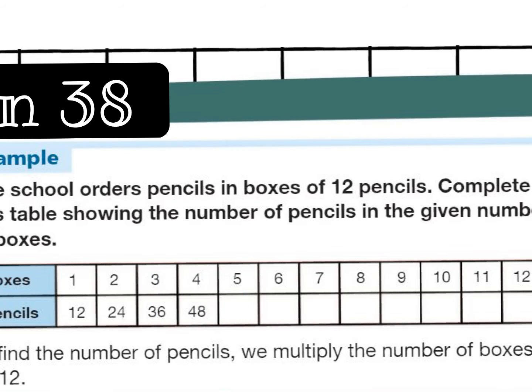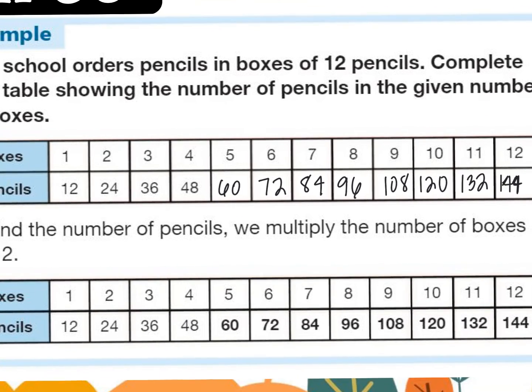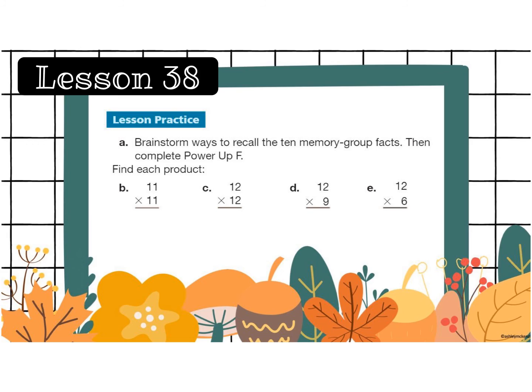5 would be how many? 6 would be, 7 times 12 would be, 8 times 12. 144. There we go. Okay, very good. And we are all correct.